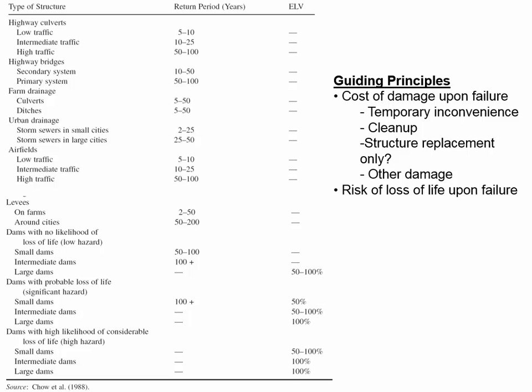So it gives you an idea of what some of the typical return periods are used for different types of structures. So you'll see maybe in urban drainage, a storm sewer might have between 2-year storm to 25-year storm in a small city. Huntington, I think, would be counted as a small city.